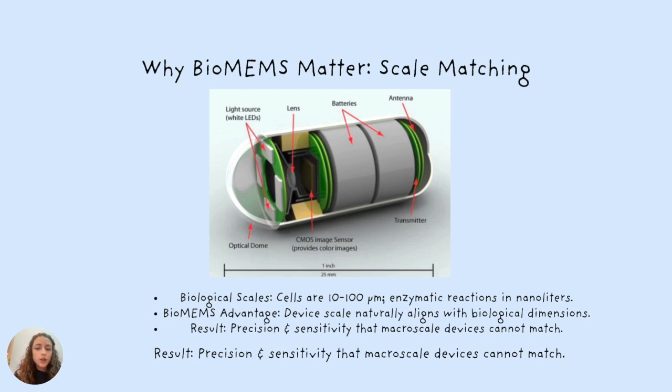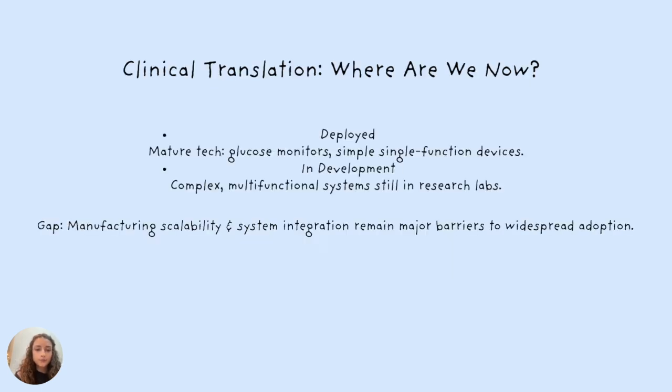Why does all of this work? Because cells are 10 to 100 micrometers, and enzymatic reactions happen in nanoliters. When your device operates at the same scale as biology, you achieve precision and sensitivity that macroscale devices simply can't. And this is the fundamental advantage.